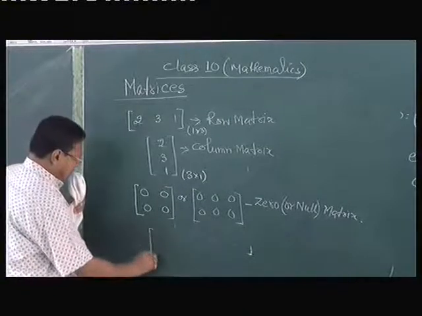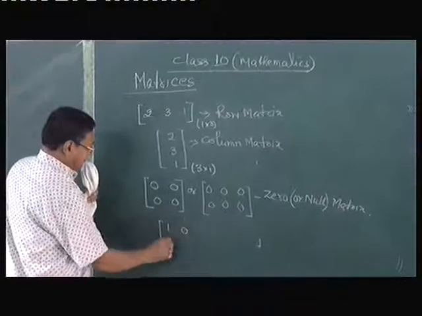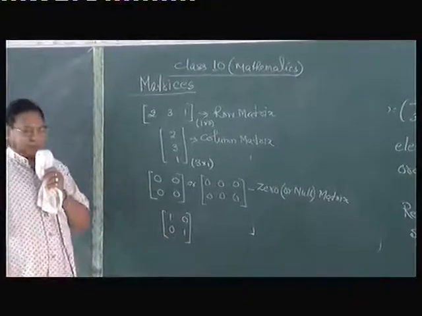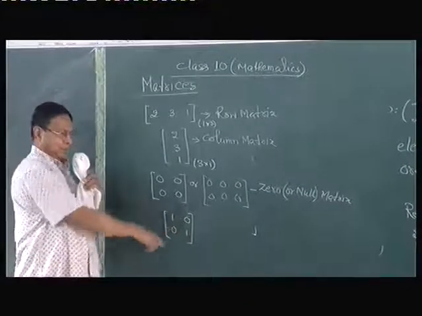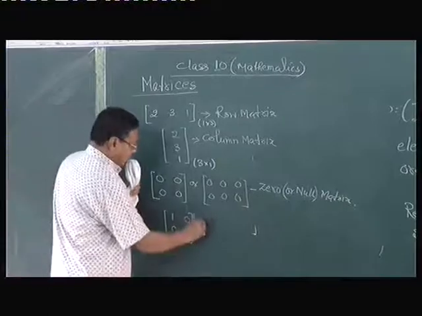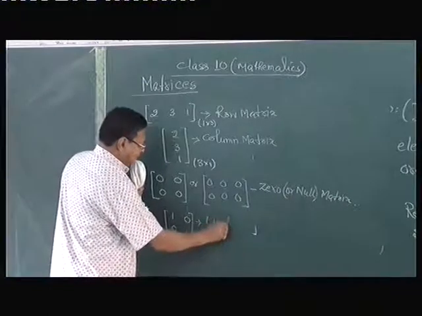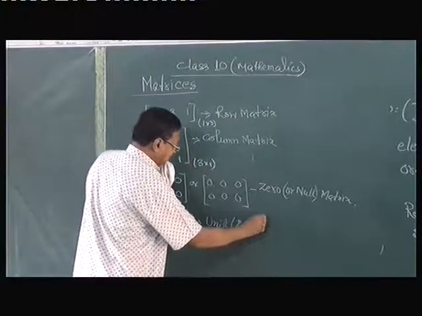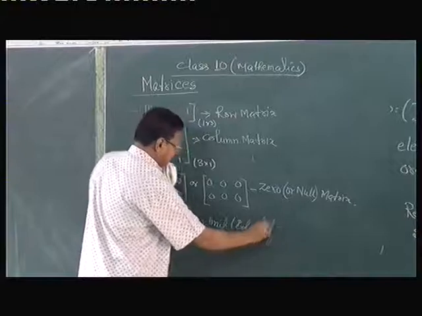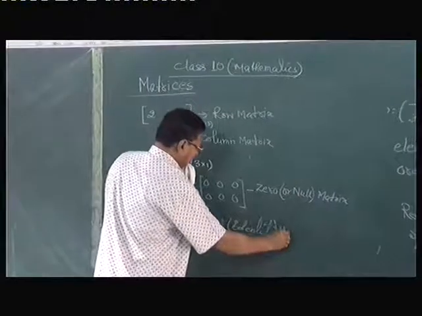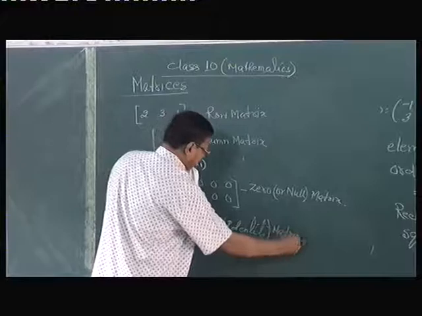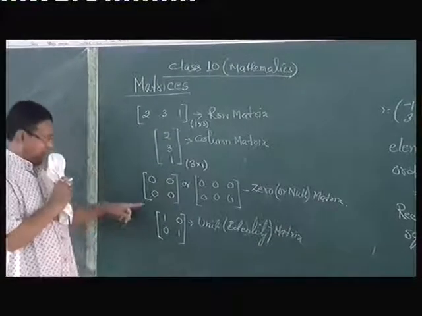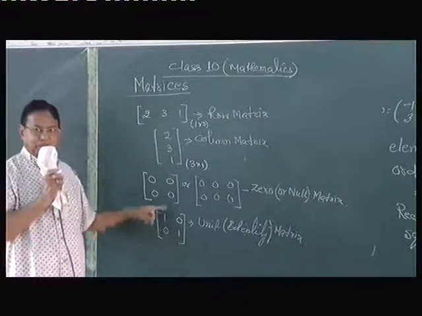A matrix with the elements diagonally 1, others are 0. So 1, 0, 0, 1 is called the unit matrix. It is also known as the identity matrix. Okay, so a matrix with only diagonally 1.